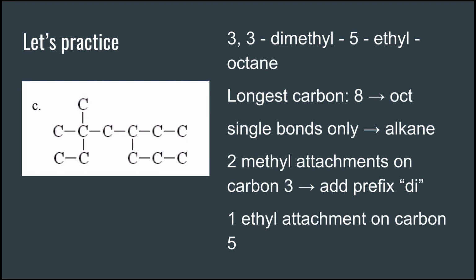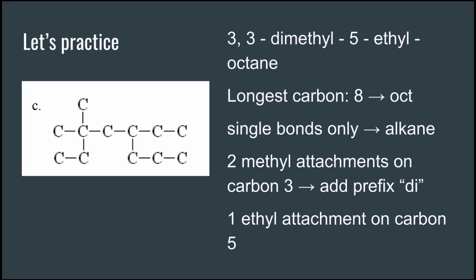Now, what is the repeated 3, 3 in a di? That's so odd, right? Well, we know that looking on the 3rd carbon, there are 2 attachments, one at the side and one at the top. So we know that there's 2 attachments on that carbon. So we add the prefix di.